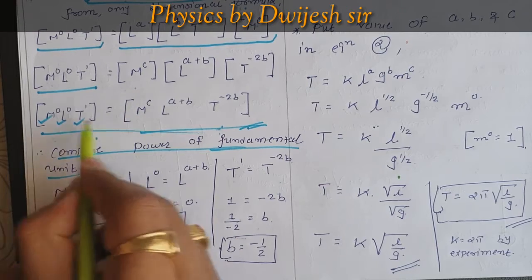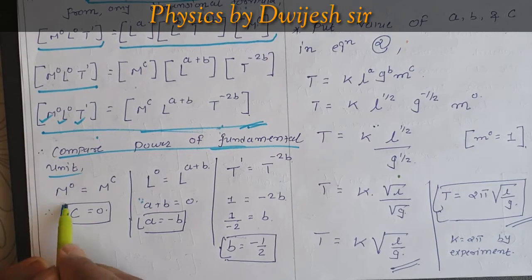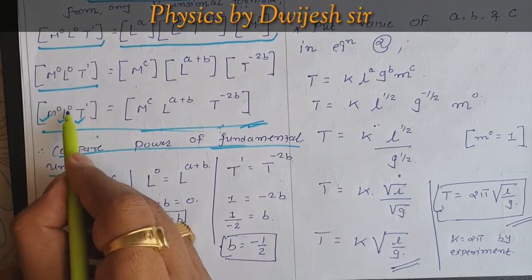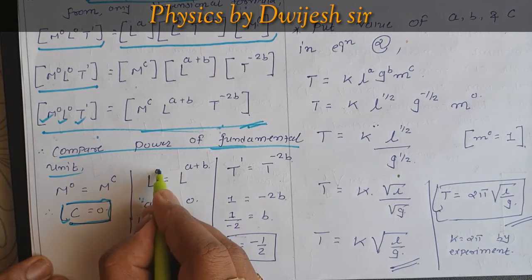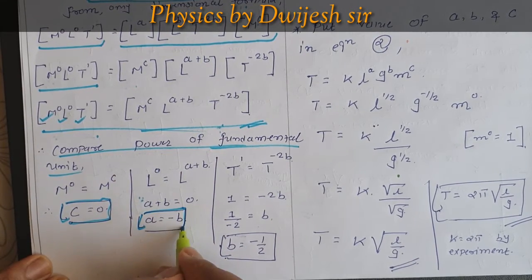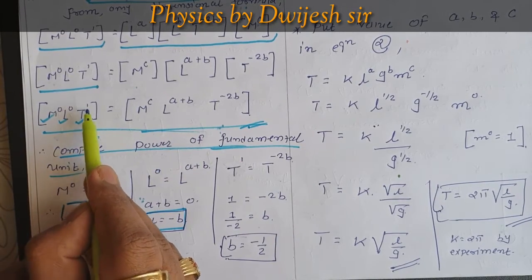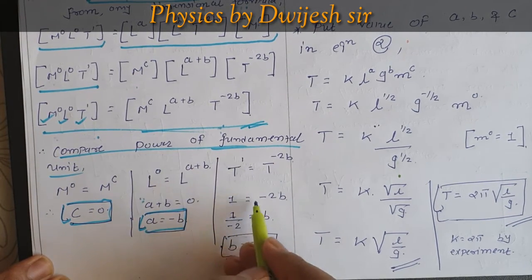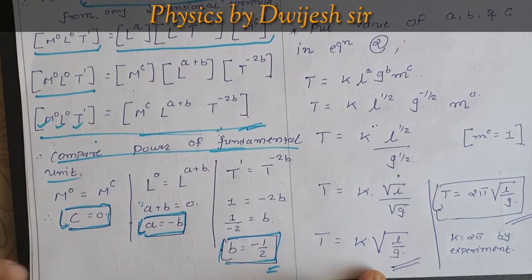So first, m to the power of 0 equals m to the power of c, so we can say that c equals 0. Got it? Second, L to the power of 0 equals L to the power of a plus b, so a plus b equals 0 and a equals minus b. Now third, t to the power of 1 and t to the power of minus 2b, so we write 1 equals minus 2b. So b equals 1 upon minus 2, so b equals minus 1 by 2.